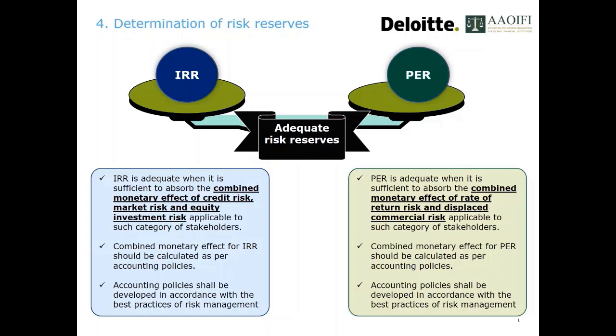Importantly, safeguarding the long-term interest, as well as smoothing the profit to the investment account holder and other participating stakeholders, is a primary consideration for maintaining such reserves. In addition to the considerations that you have mentioned for the adequacy of the risk reserves, what does the Islamic financial institution assess at the end of each reporting period?